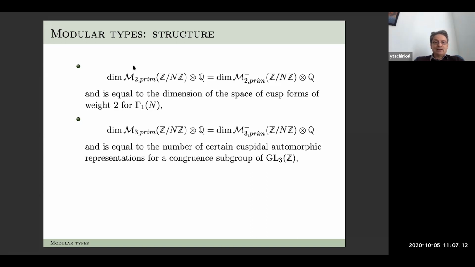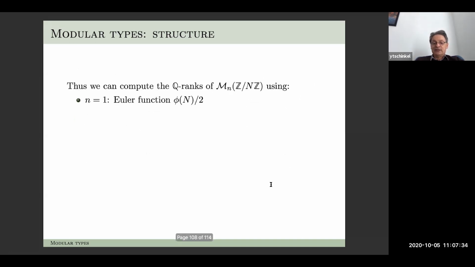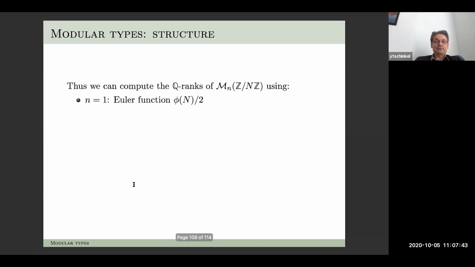So in any event, to continue here, the primitive pieces in dimension 3, well, that's sort of a number of certain cuspidal automorphic representations for a congruence subgroup of GL3Z. And in dimension bigger or equal than 4, via computer, we don't find any primitive pieces. And indeed, there are conjectures to the effect that there's nothing there. Conjectures in the cohomology of arithmetic groups theory.